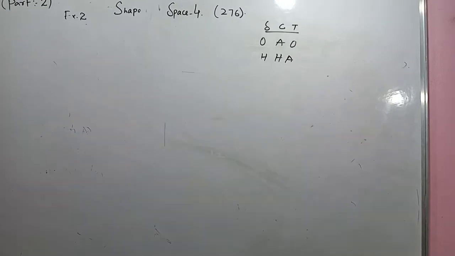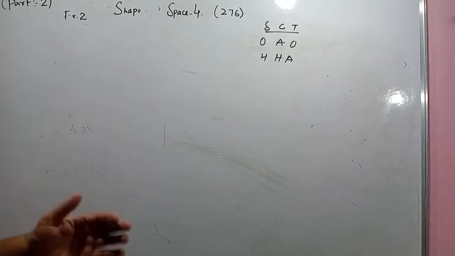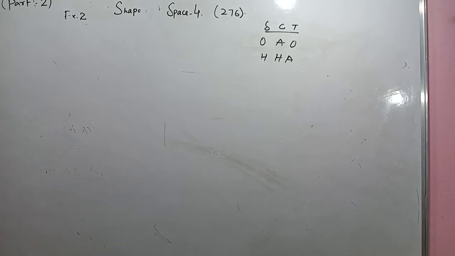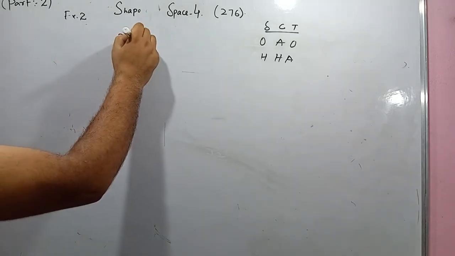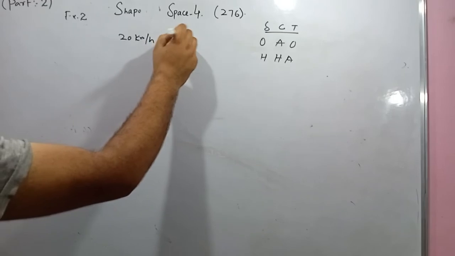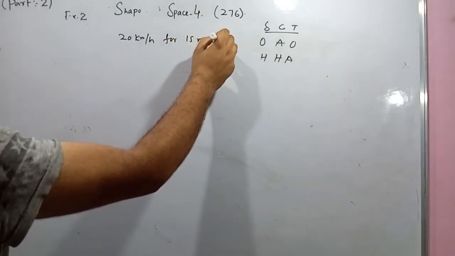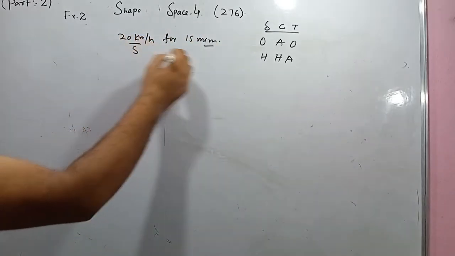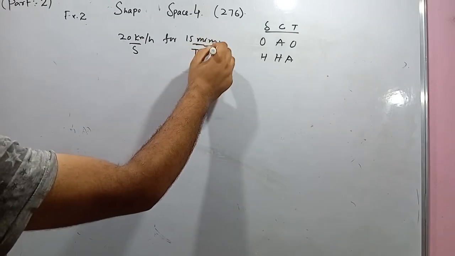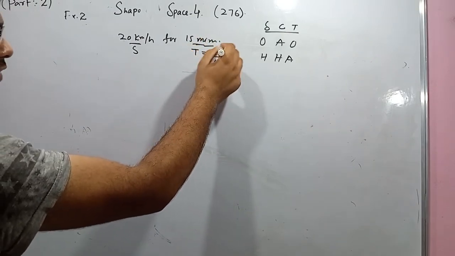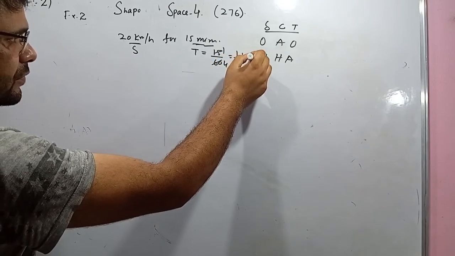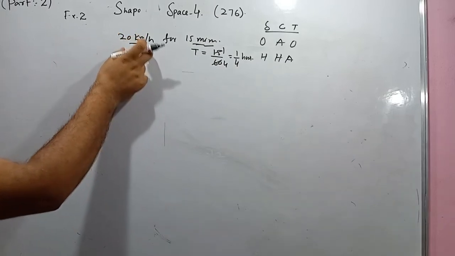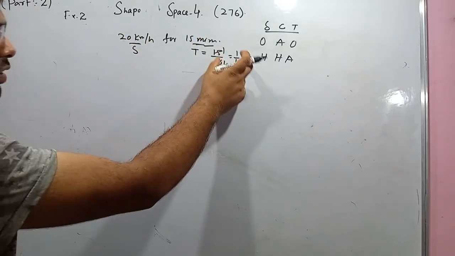Now you can see question number 9. A train travels at 20 km per hour for 15 minutes. So what is given in the question? It is traveling at 20 km per hour for 15 minutes. So here speed is this and time is 15 minutes. We can convert it: 15 divided by 60, that's 1 by 4 hour. So speed is in kilometers per hour and time is now 1 by 4 hour.